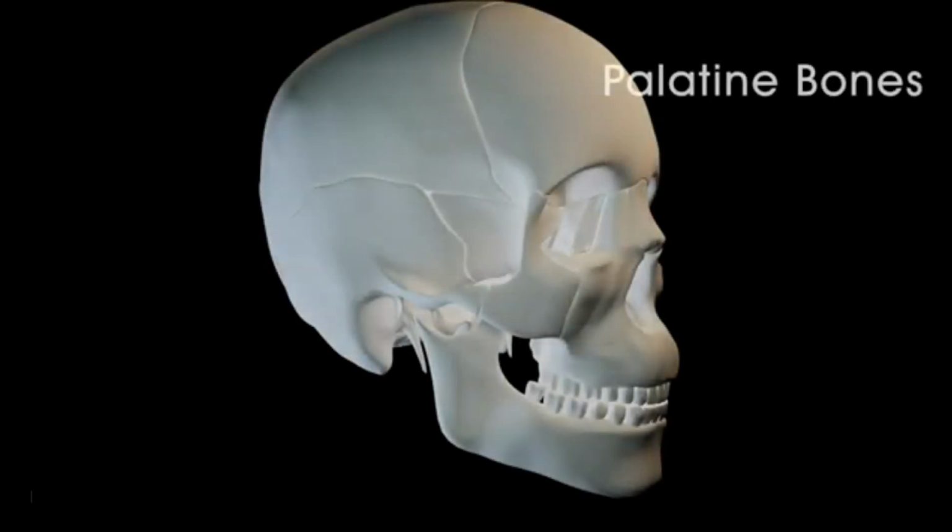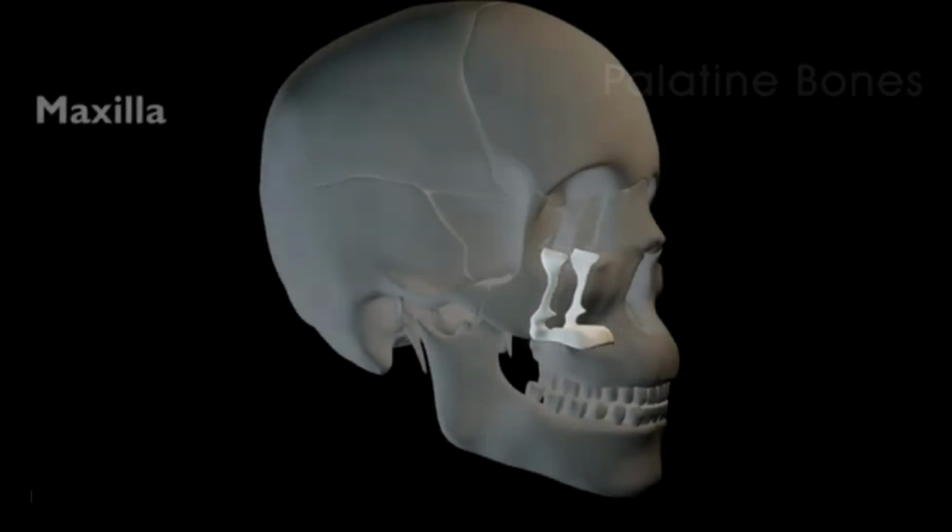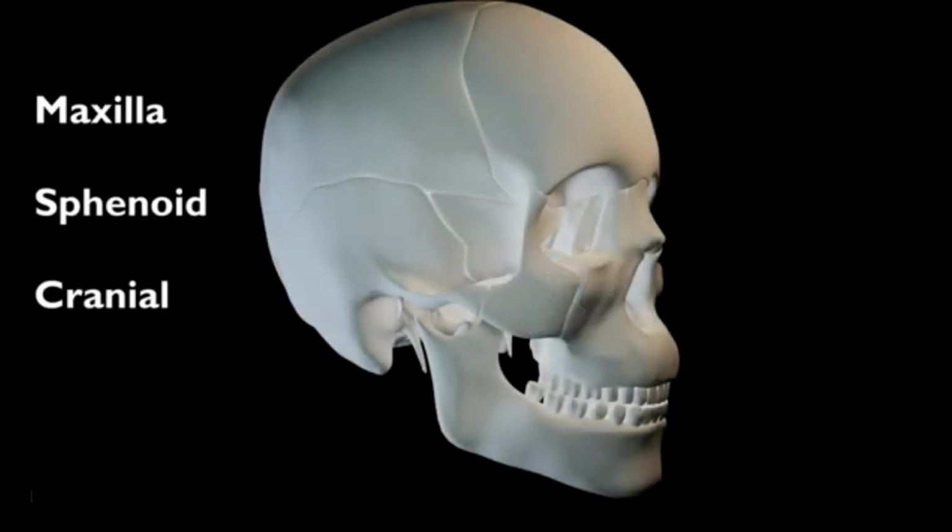The palatine bones form the posterior part of the hard palate, contributing to the roof of the mouth. They also participate in the formation of the lateral walls of the nasal cavity. These bones articulate with the maxilla, sphenoid, and other cranial bones.